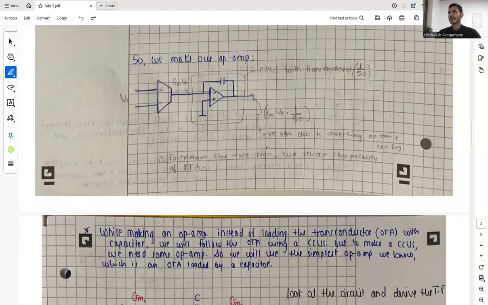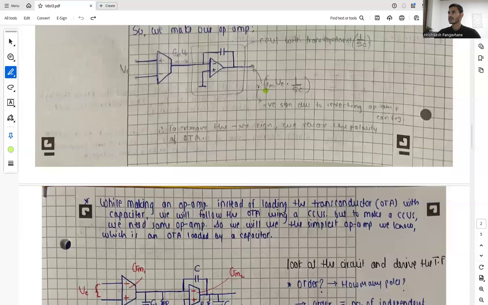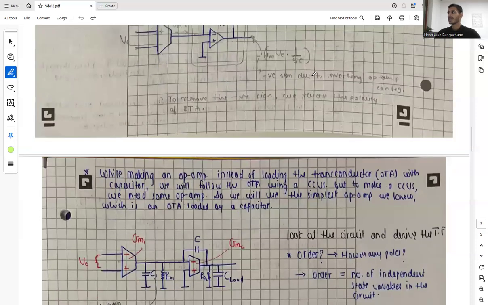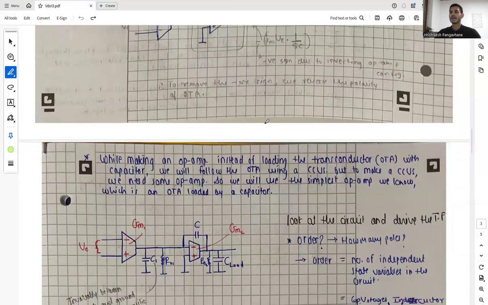And to remove the negative sign, we can easily reverse the polarity of the OTA, meaning the current, instead of flowing outside, will flow inside, and the sign is basically removed. This negative sign is removed, and we are getting whatever the expected gain we initially wanted.